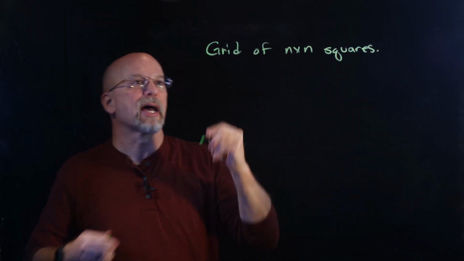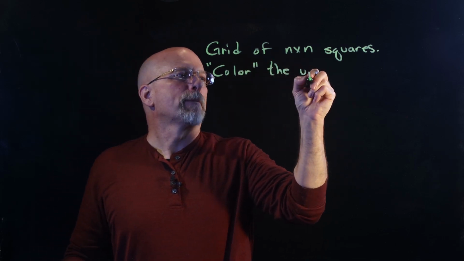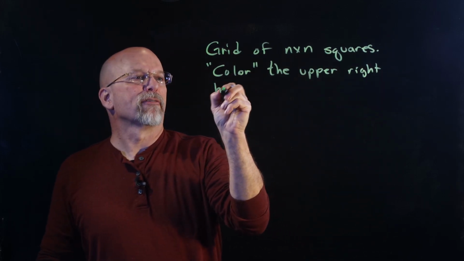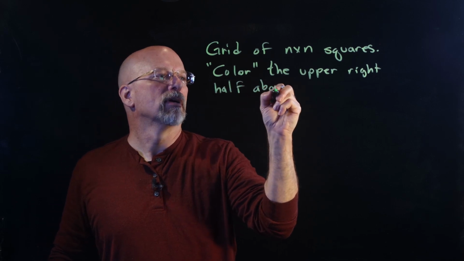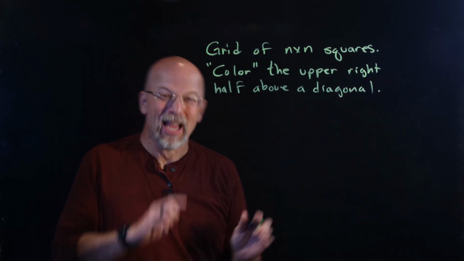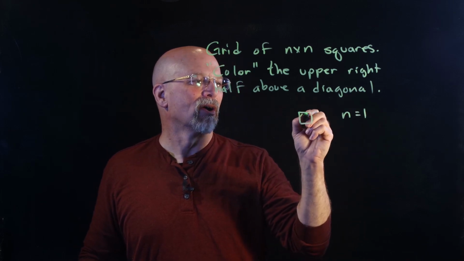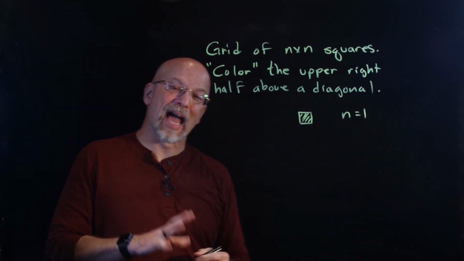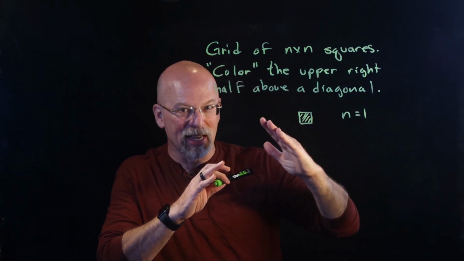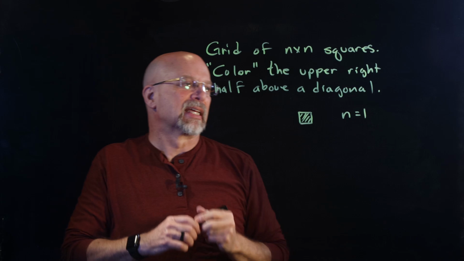And what I'm going to do is color the upper right half above a diagonal. What the heck does that mean? Well, let's start out and assume n is equal to 1. All right? Now I've colored in exactly 1 square because I'm looking at this idea of a diagonal cutting through this grid, and any square that exists in that diagonal fully or partially gets colored in.